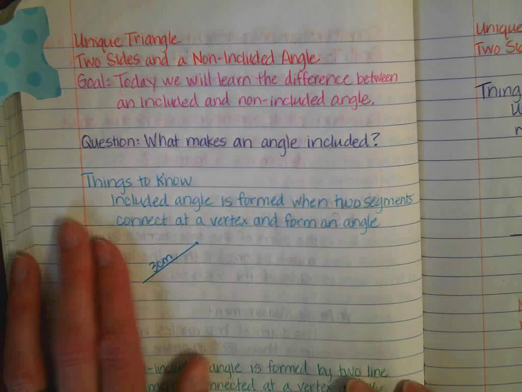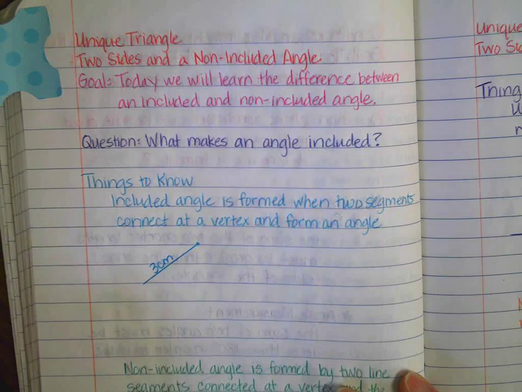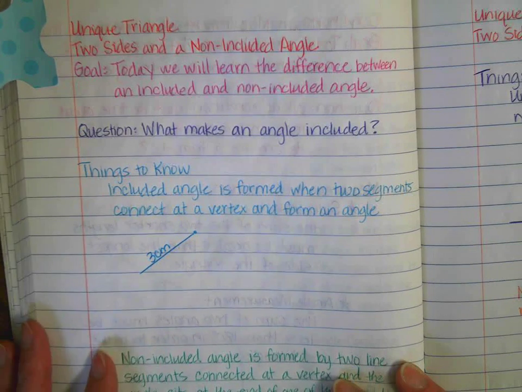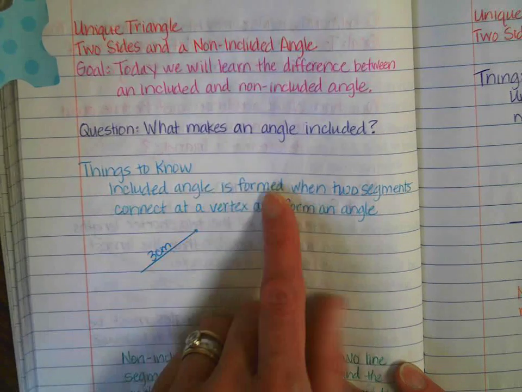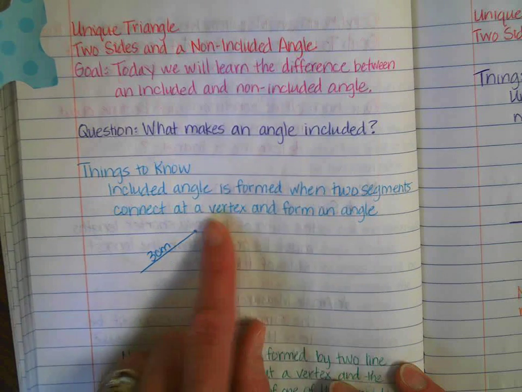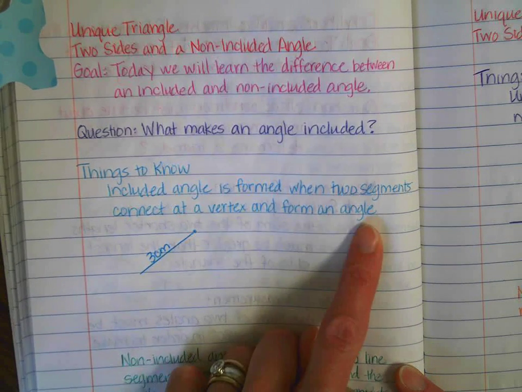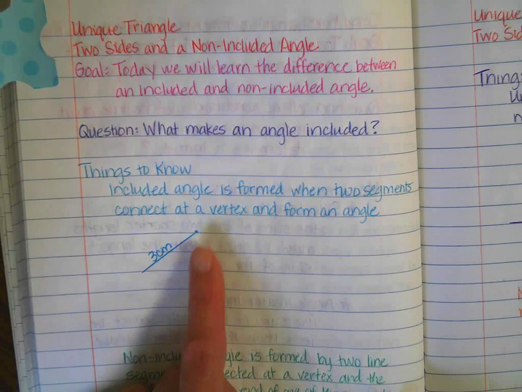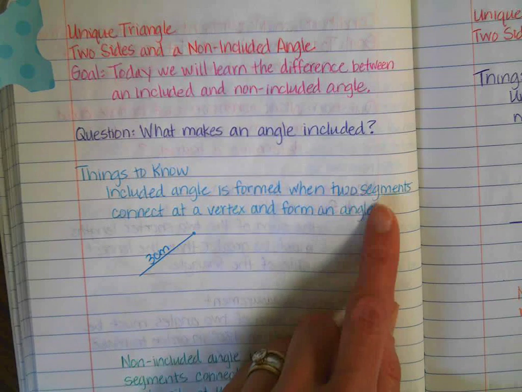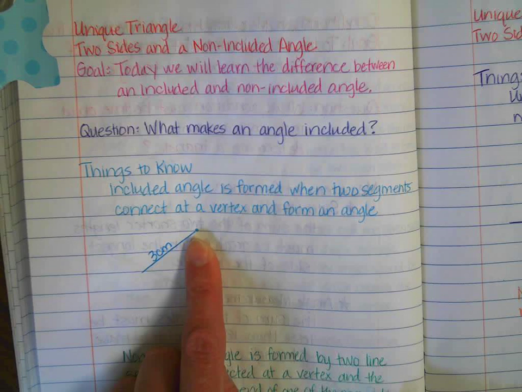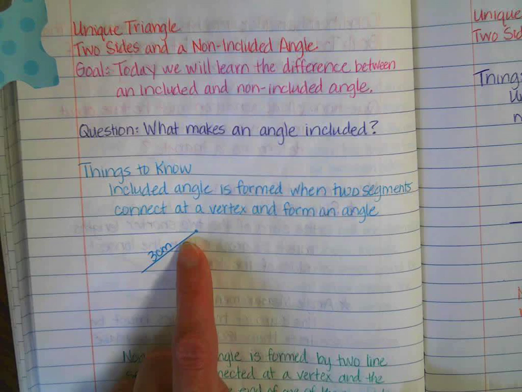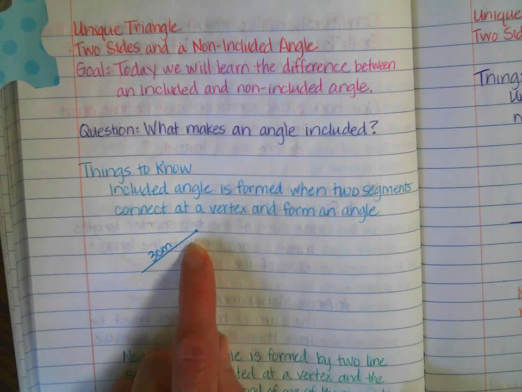Things to know. We have to figure out the vocabulary and the terminology that makes this accessible. An included angle is formed when two segments connect at a vertex and form an angle. Right now, this example says that this is 3 centimeters, and we do not have another segment. So we have to draw the other segment, and it has to connect to this vertex. What we're trying to figure out is what size of angle was given so that we can draw it correctly.